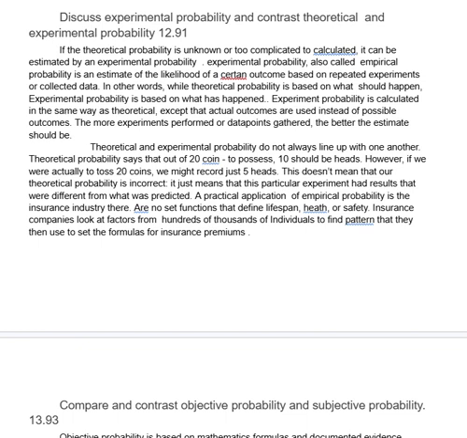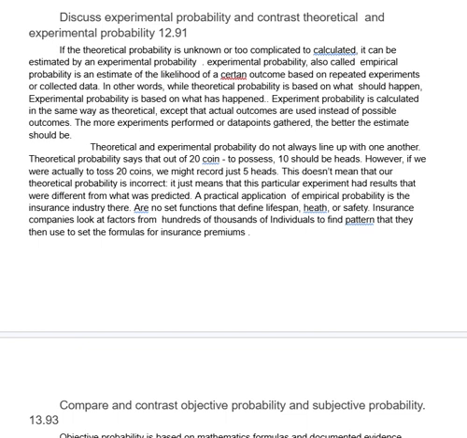If the theoretical probability is unknown or too complicated to calculate, it can be estimated by an experimental probability. Experimental probability, also called empirical probability, is an estimate of the likelihood of a certain outcome based on repeated experiments or collected data. Inductive reasoning.